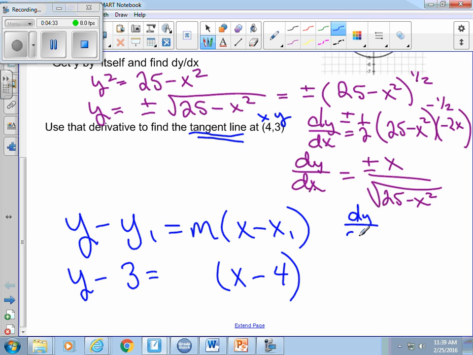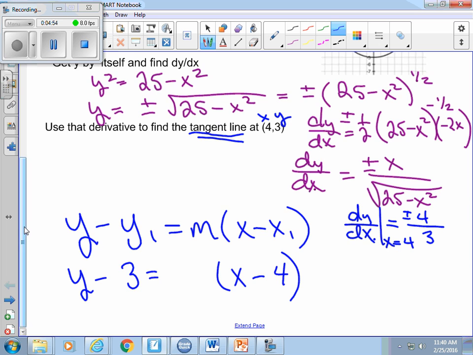So the derivative, and this is the notation, at x equals 4 is plus or minus 4 over the square root of 25 minus 16. 25 minus 16 is 9. The square root of 9 is 3. Would we agree with that? So positive or negative 4/3.